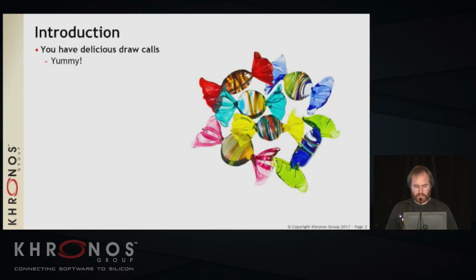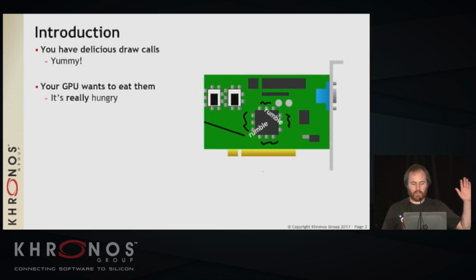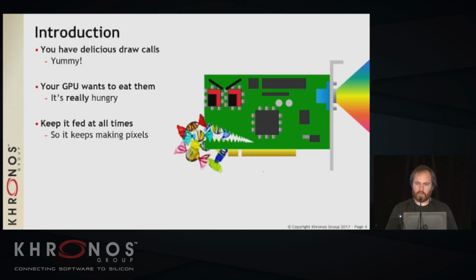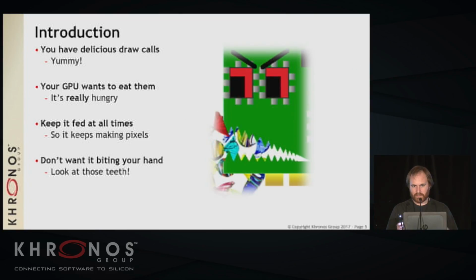So, synchronization, let's have a look at it. As app developers, you have a bunch of draw calls, and your aim is to get them to the GPU, and the GPU is ready, sat waiting for you to give it draw calls. If you keep feeding it draw calls, it'll keep putting pixels out onto your screen, which is great. Except with Vulkan, you can easily go wrong.